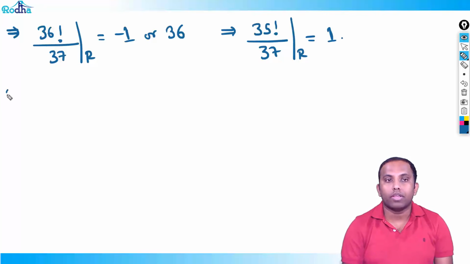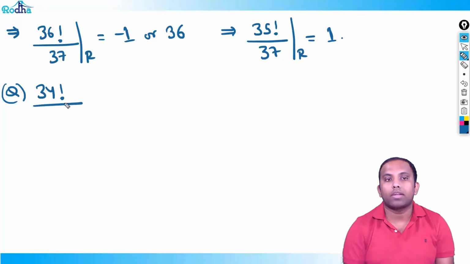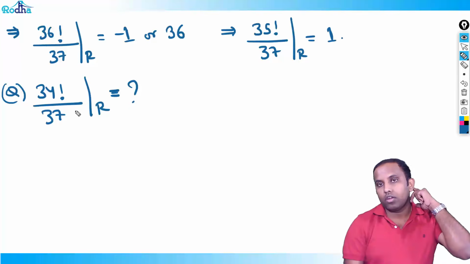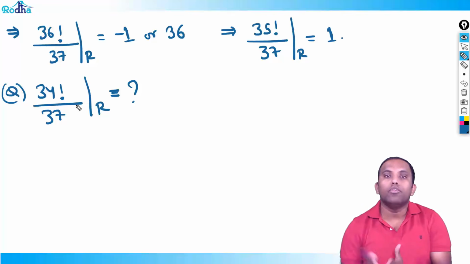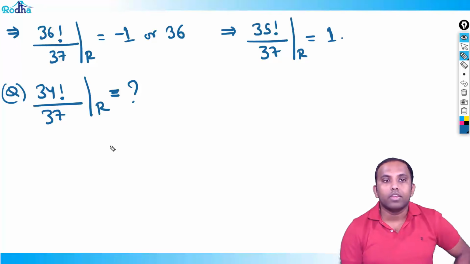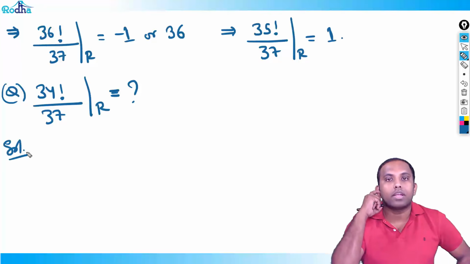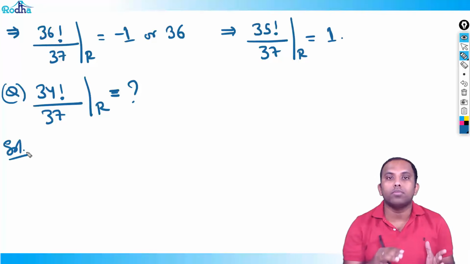What if I give you a question: 34 factorial by 37, what is the remainder now? Now see, for this there is no such final answer, no such proper formula, but we can derive one. We'll solve this question again by reverse, the way we discussed the reverse Euler theorem, same.